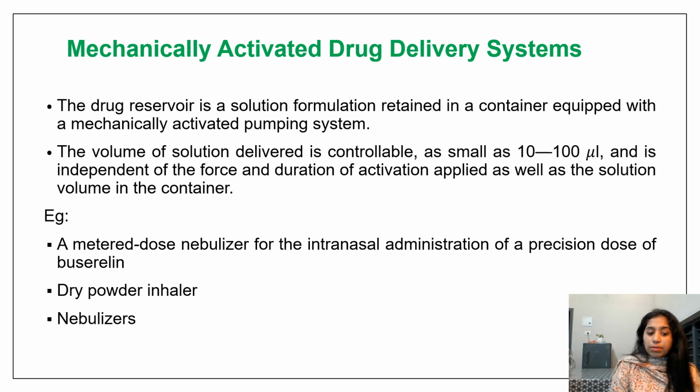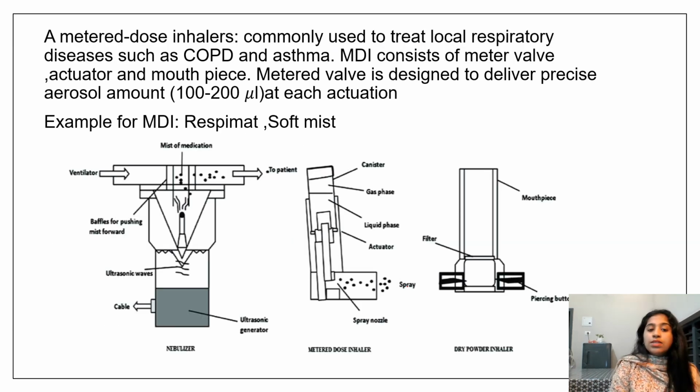Examples are the metered dose nebulizer for the inhalation administration of precise doses, the dry powder inhaler and the nebulizer. The metered dose inhaler is commonly used for the treatment of local diseases like COPD and asthma. The metered dose inhaler consists of a metered valve, actuator, and mouthpiece. The metered dose valve is designed to deliver a precise aerosol amount at each actuation.